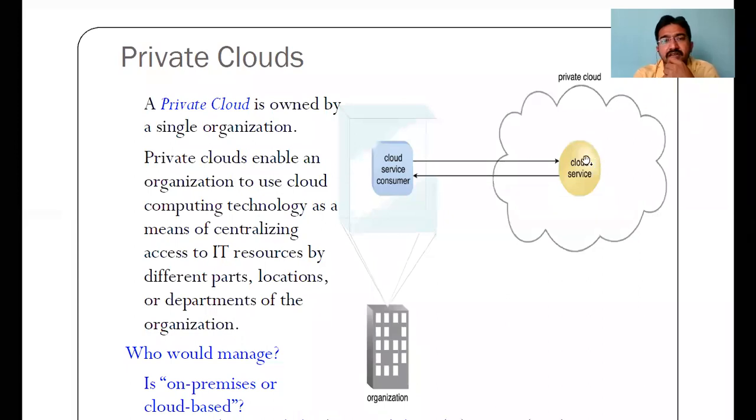Niva is not there in the other colleges. Maybe your friends in nearby colleges don't access Niva. They also don't have the cloud called Niva. So a private cloud is owned by a single organization. It enables the organization to use cloud computing technology as a means of centralized access. So it is a centralized one, accessing from a single point. It's not decentralized, whereas community and public are decentralized. You access IT resources from different parts, locations or departments of the organization.